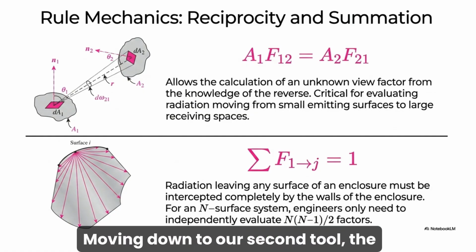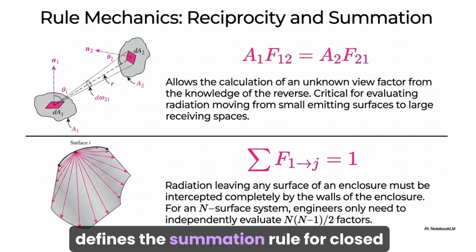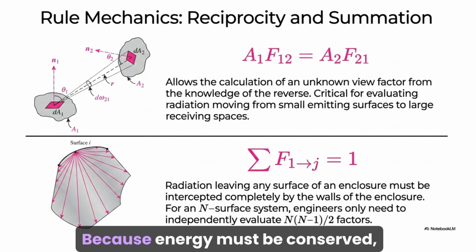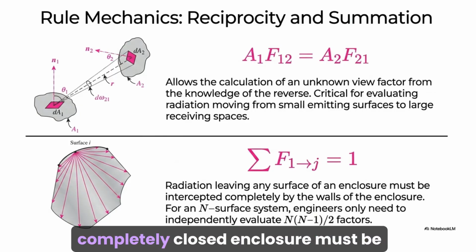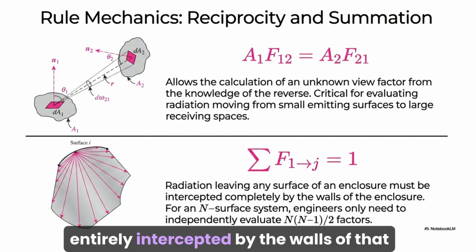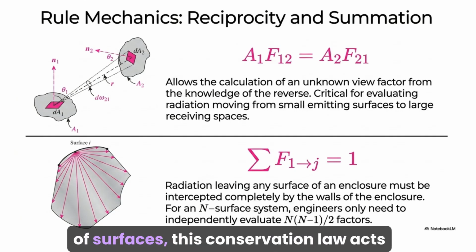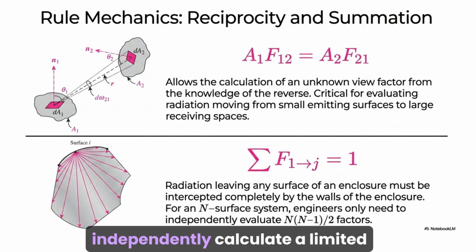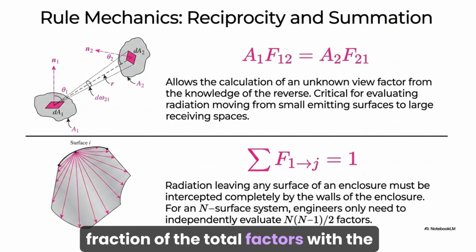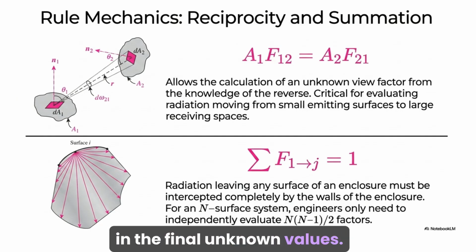Moving down to our second tool, the formula centered on the lower half defines the summation rule for closed enclosures. Because energy must be conserved, any radiation leaving a surface inside a completely closed enclosure must be entirely intercepted by the walls of that enclosure. For a system with an arbitrary number of surfaces, this conservation law acts as an incredible analytical shortcut. It ensures that engineers only need to independently calculate a limited fraction of the total factors, with the enclosure equations effortlessly filling in the final unknown values.